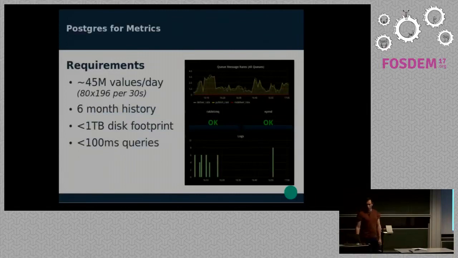The system we're building is quite modest. It's an 80-node cluster. We take 200-ish metrics every 30 seconds. So quite limited. We want a 6-month history. The server we've been given currently to do this on has a terabyte of disk space, so that's all we've got. And we want queries to be fast because this is all user-facing, so you want to click it and it comes up without noticeable delay. So we want our queries to be less than 100 milliseconds.